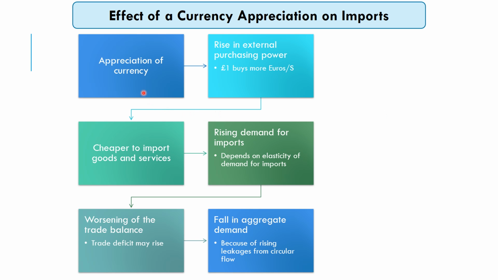Well, if the currency appreciates, this might be the line of analysis that we would take. It means a rise in external purchasing power. £1 buys more euros or dollars, or whatever other currency. This makes it cheaper to import goods and services, leading to rising demand for imports, although we may note that actually this depends on the elasticity of demand, which would lead to a worsening of the trade balance. A trade deficit may rise, and a fall in aggregate demand because of rising leakages from the circular flow.